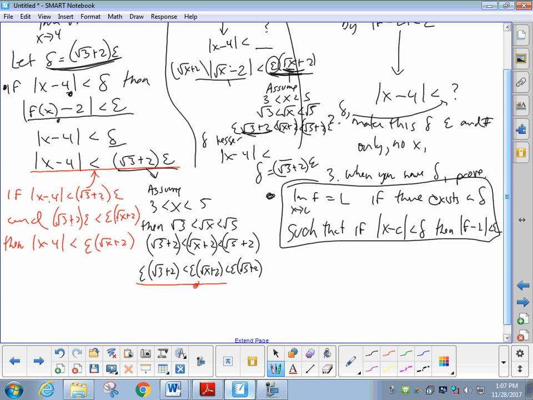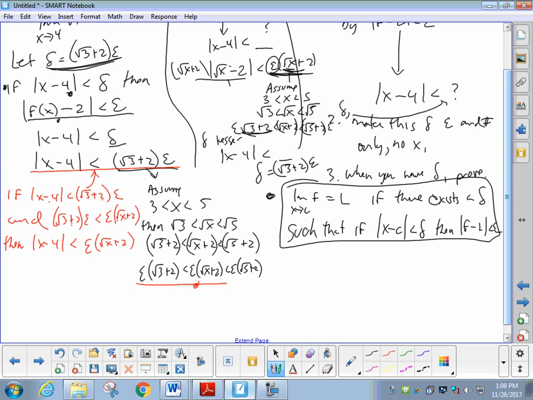Now, I wrote that in a trichotomy kind of way before, where I said this all at once. So I think when I taught this first, I said, if |x minus 4| is less than epsilon root 3 plus 2, and that's less than epsilon root x plus 2, then it must follow that |x minus 4| is less than epsilon over root x plus 2. If that makes more sense to you, then do that. It's the same logic. Are you with me?